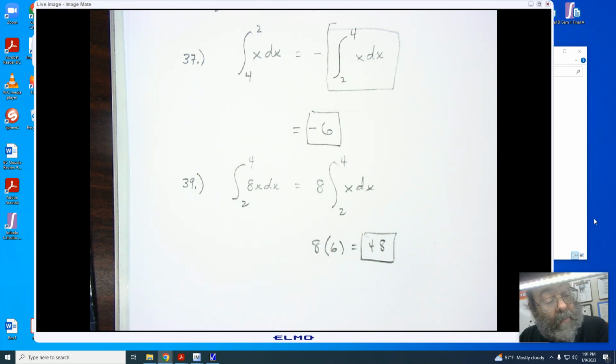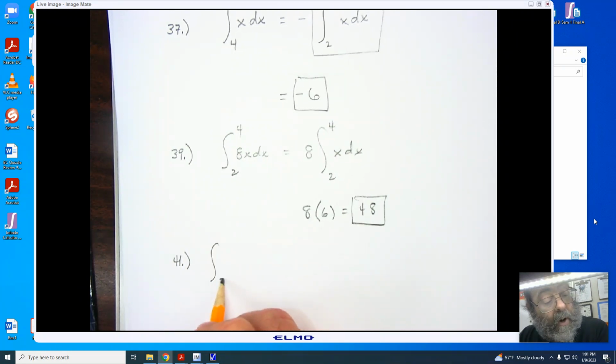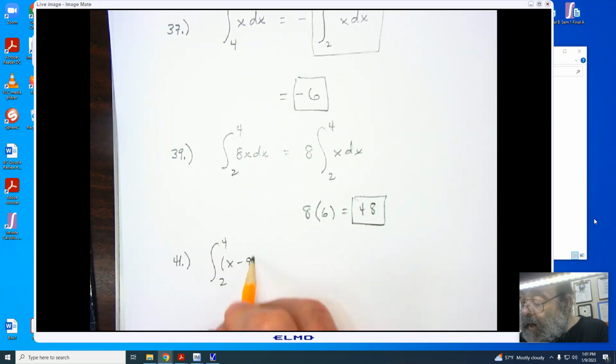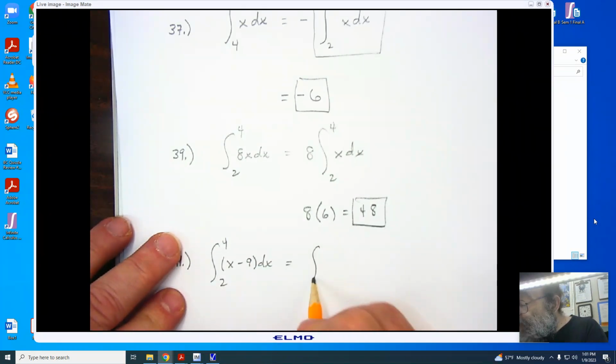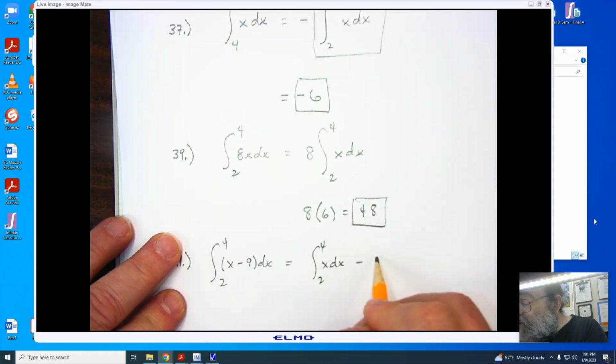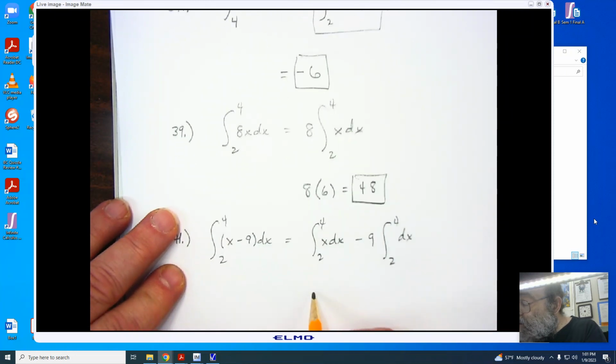Go ahead and continue with number 41. 41 gives you the integration, 2 to 4, of x minus 9 dx. So we're going to separate this so that I have 2 to 4 of x dx minus, and now let's just be careful, 9 times the integration 2 to 4 of dx.